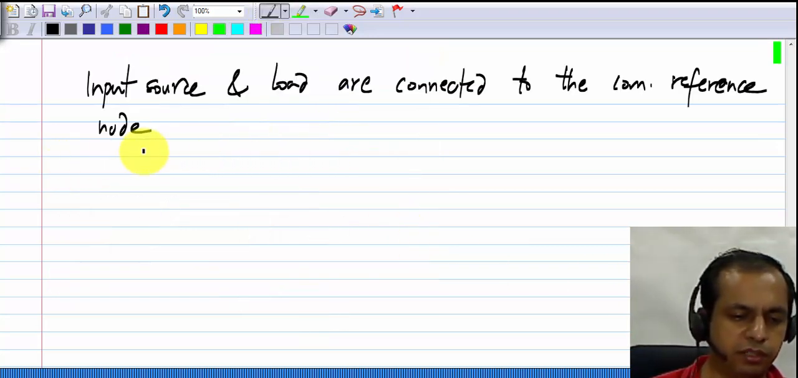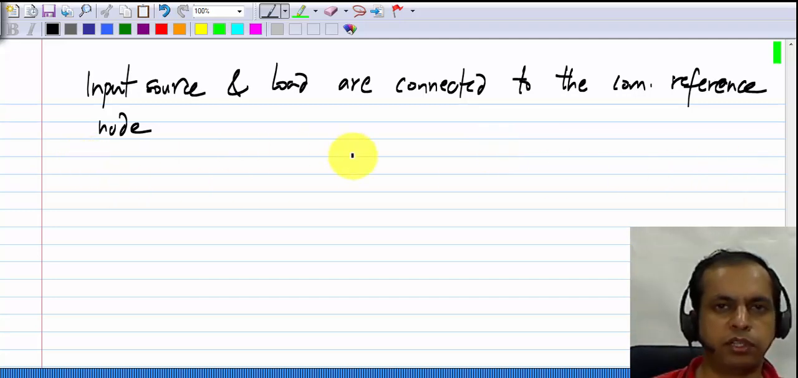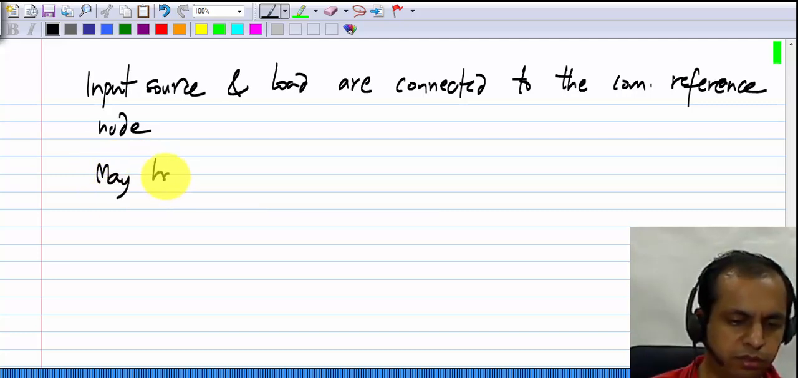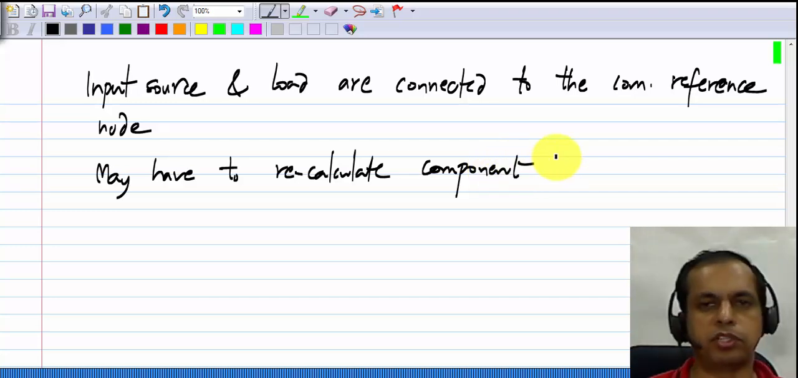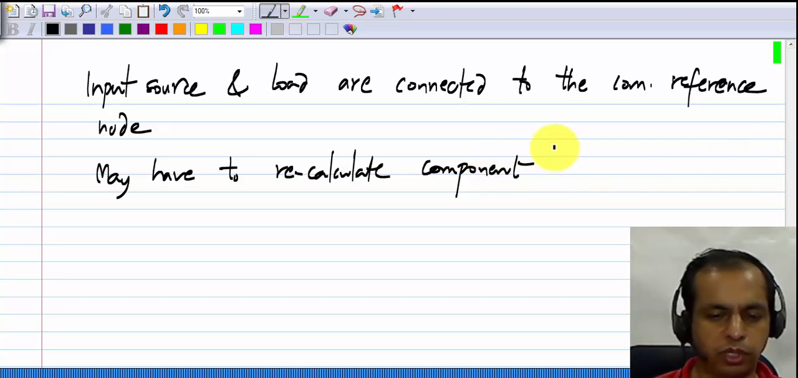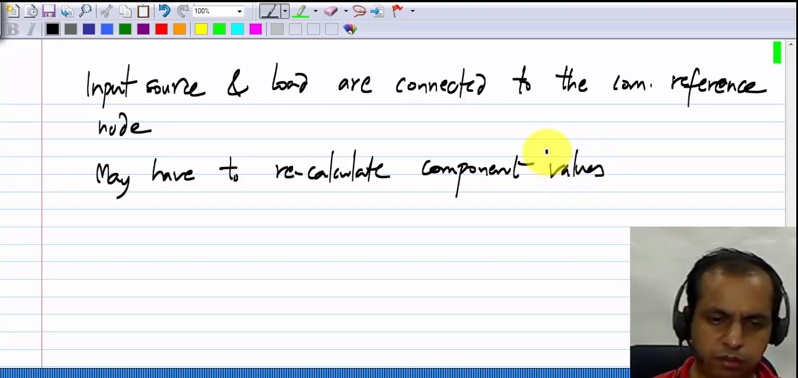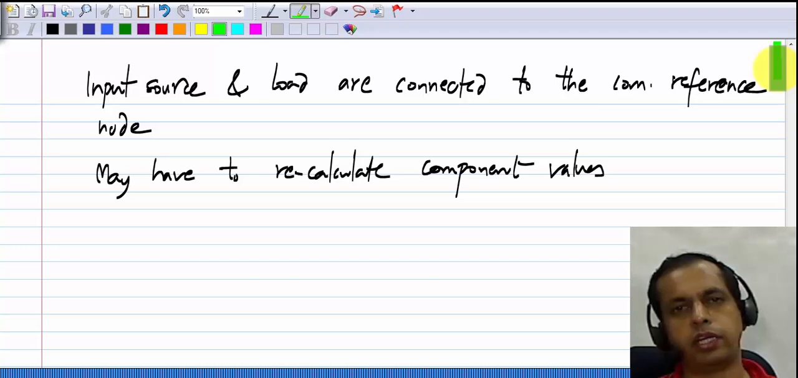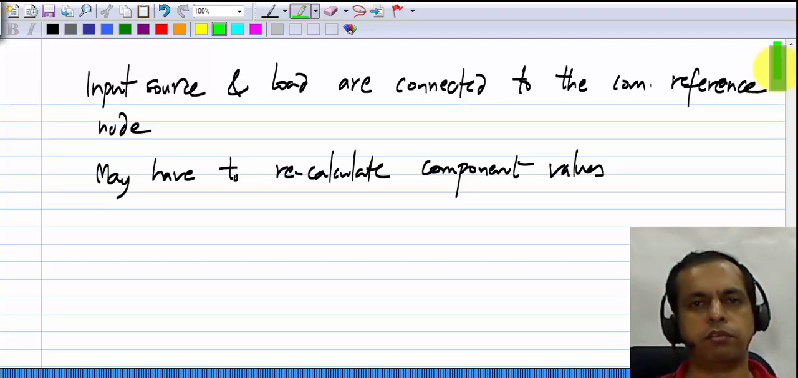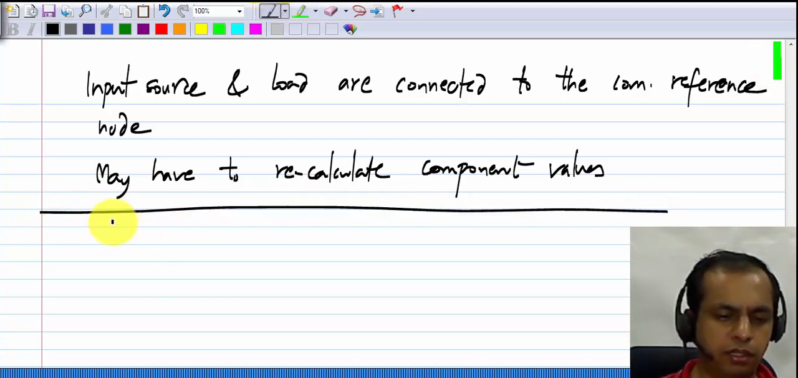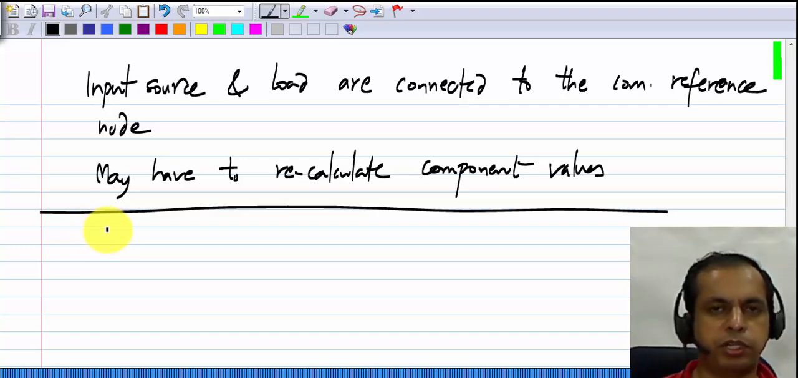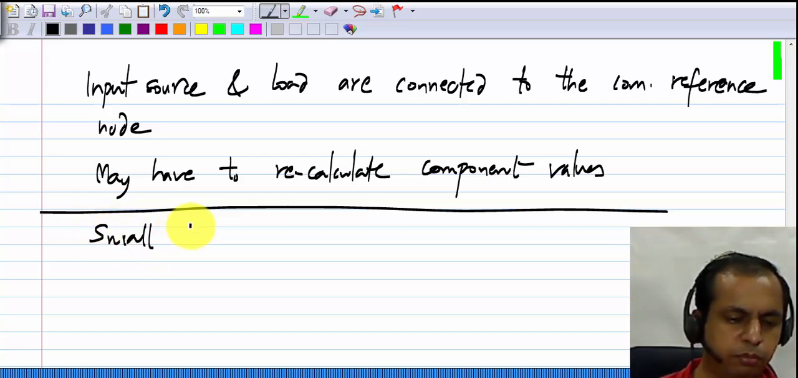And finally, what is the result? You will have a legitimate circuit, an operational circuit with PMOS transistors, but you may have to recalculate component values, because the NMOS and PMOS transistors will not have the same current factor and the threshold voltage. Okay. So you have to recalculate the component values so that you get the same functionality that you had before. Okay. And the resulting circuit will have the same small signal behavior as the NMOS circuit.